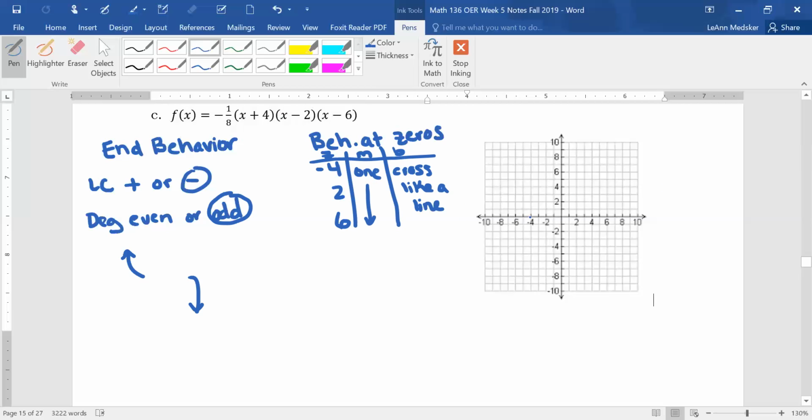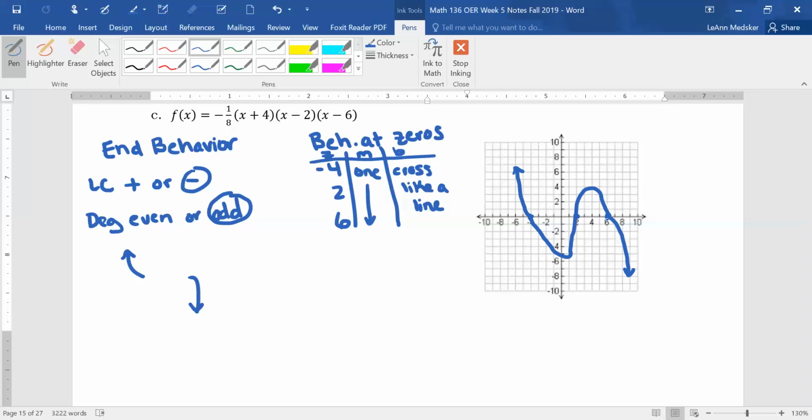So we're going to plot -4, 2, and 6. Put our end behavior down first, so it's up on the leftmost point and down on the rightmost point. Then we follow this direction. At -4, we're supposed to cross like a line. We'll keep going. And again, ignore the y values, those are usually missing when we graph these on the test. Then we get to 2, and we cross like a line. And at 6, we also cross like a line. So there is the graph for C.